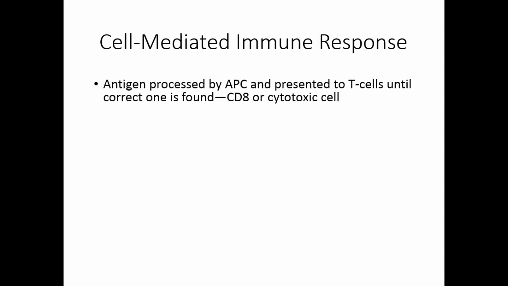Let's look at the cell-mediated immune response. In this response, the antigen has to be processed by an antigen-presenting cell and presented to T cells. Now it will go around cell by cell finding the correct T cell, because there's only one T cell that's going to respond to this particular antigen. Think about it as Prince Charming looking for Cinderella with the glass slipper, except there's about 20, 30, 40,000 different Cinderellas he has to try this glass slipper on.